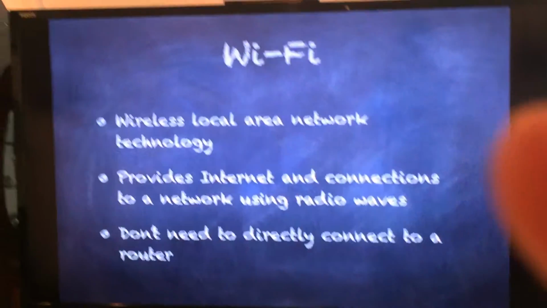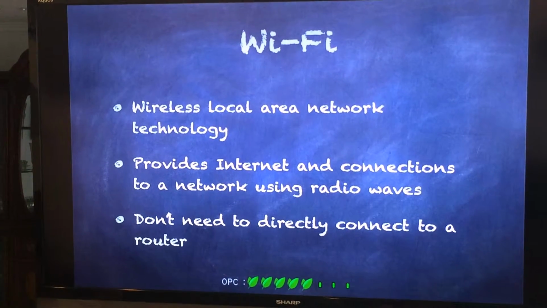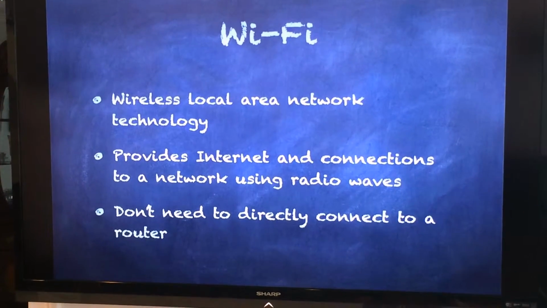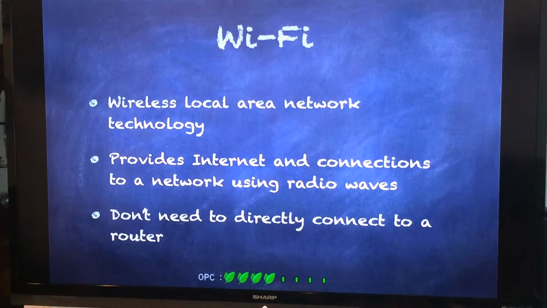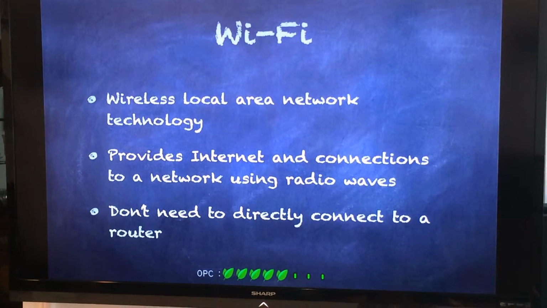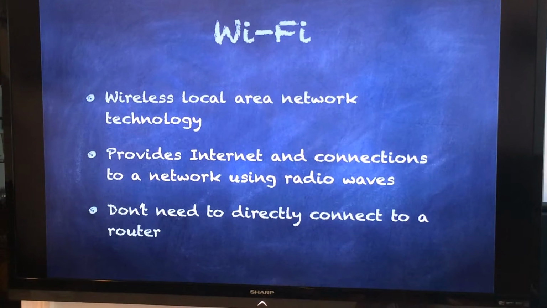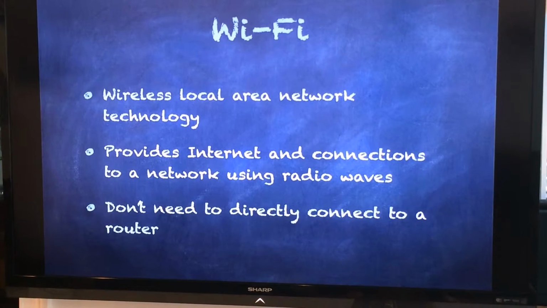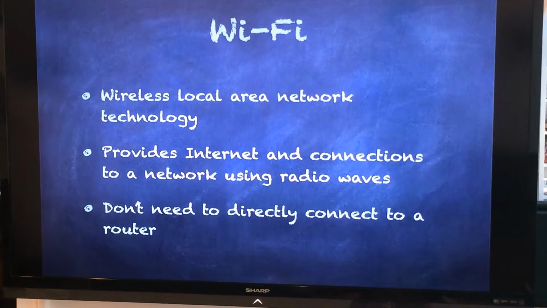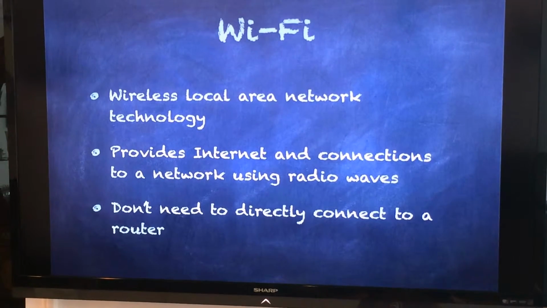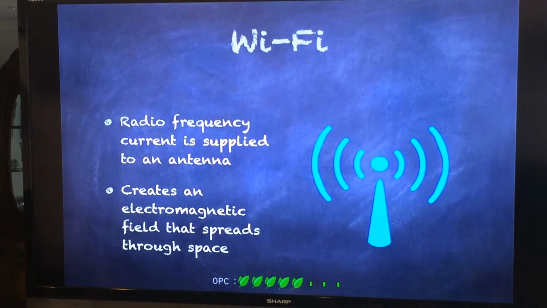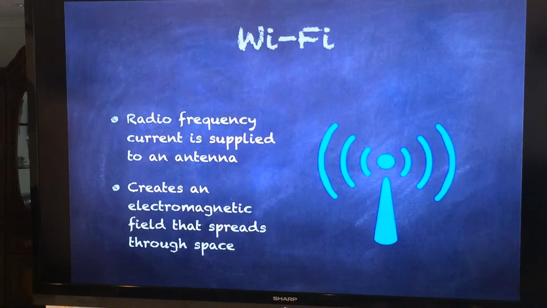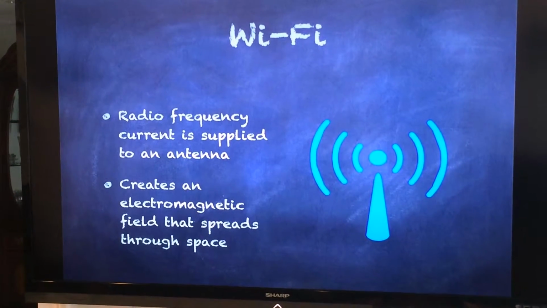As we saw before on the router itself, there are 4 ports where you can physically connect devices. However, today we don't physically connect all of our devices to a router. Instead, we have what we commonly call Wi-Fi. Wi-Fi is a wireless local area network technology, and it provides internet and connections to a network using radio waves. And as I said before, this means that you don't need to directly connect all of your devices to a router. Using Wi-Fi, radio frequency current is supplied to an antenna, and this creates an electromagnetic field that spreads through space.